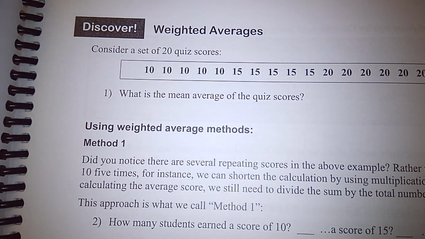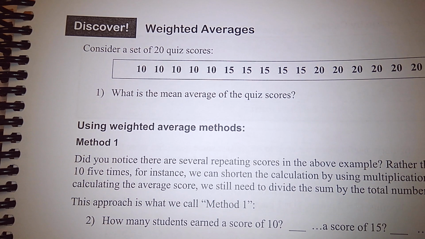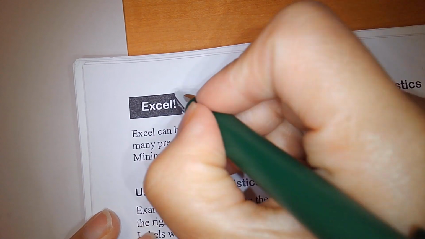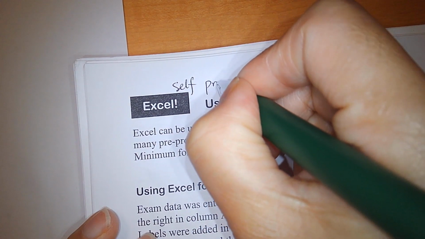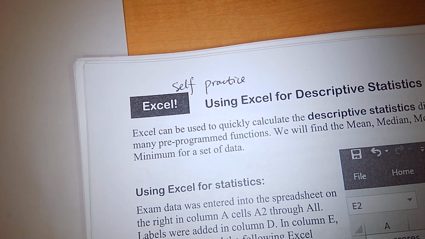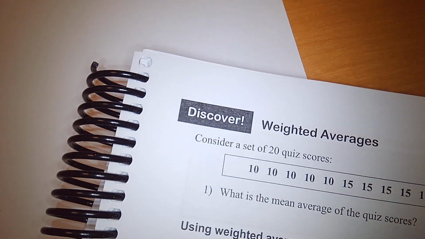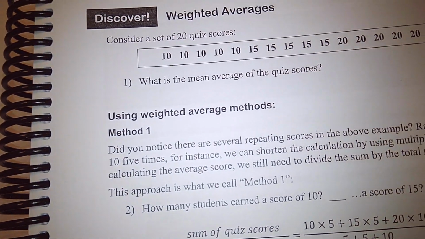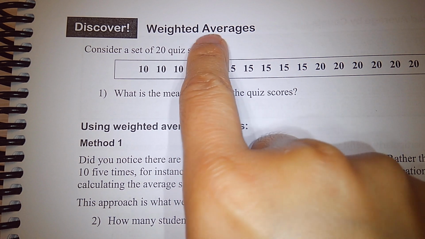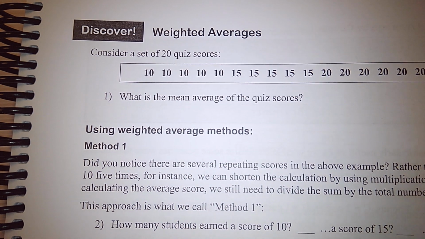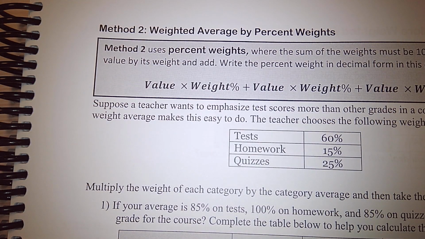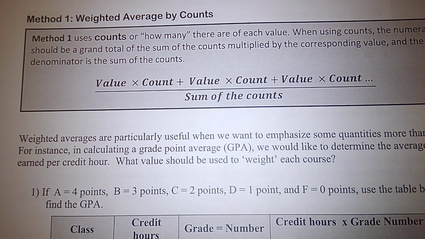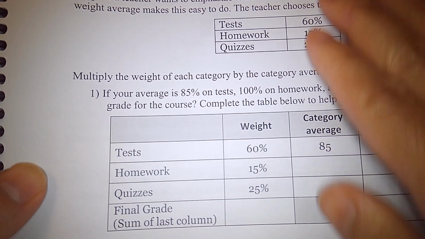Then let's go to page 60. The Excel part is self-practice after class. Page 61, entire page, weighted average. Page 62 and page 63, both pages, entire page. Entire page 62, entire page 63.